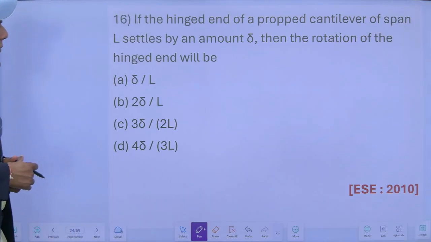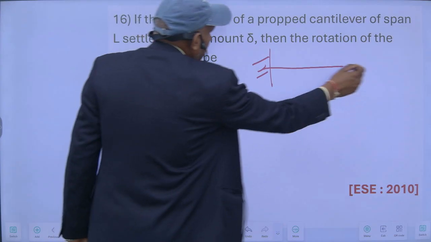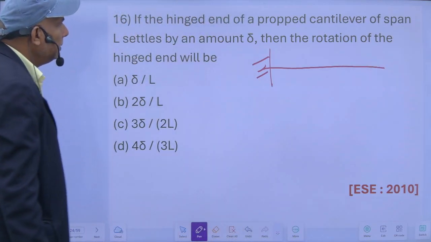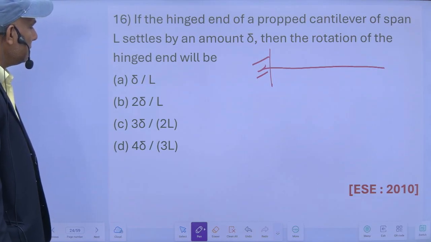If the hinged end of a propped cantilever of a span L settles by an amount delta, this is my propped cantilever, then the rotation of the hinged end.